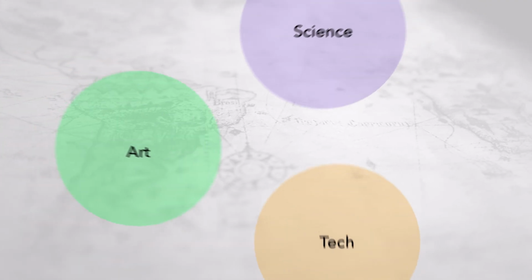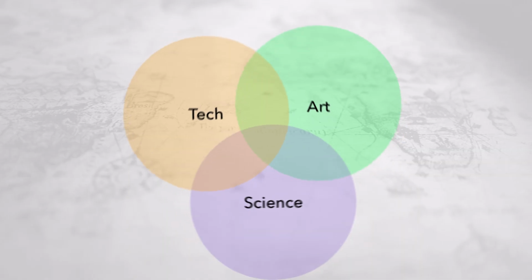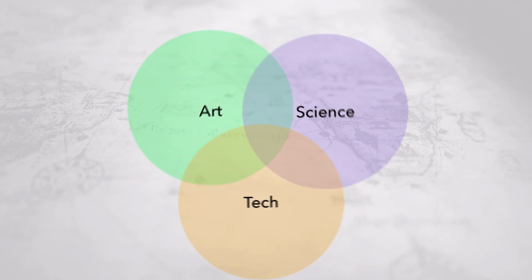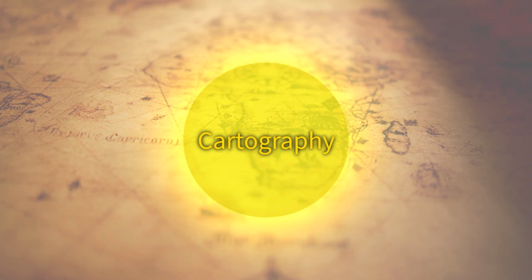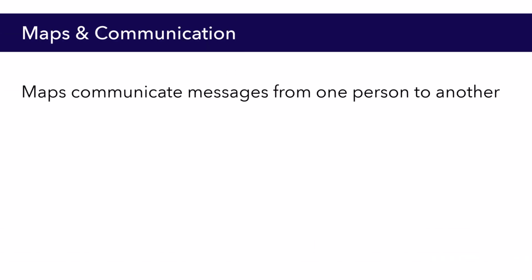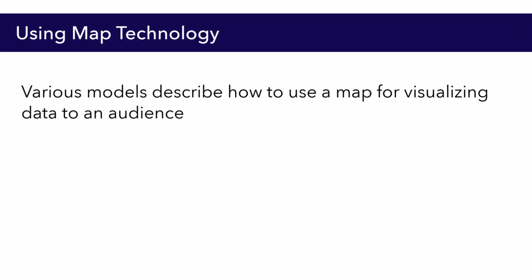Cartography is the discipline that researches the art, science, and technology of making and using maps. One way to think about maps is as a communication and visualization technology. Maps are used to communicate a message about the world from one person to another, and to visualize and reveal aspects of reality.